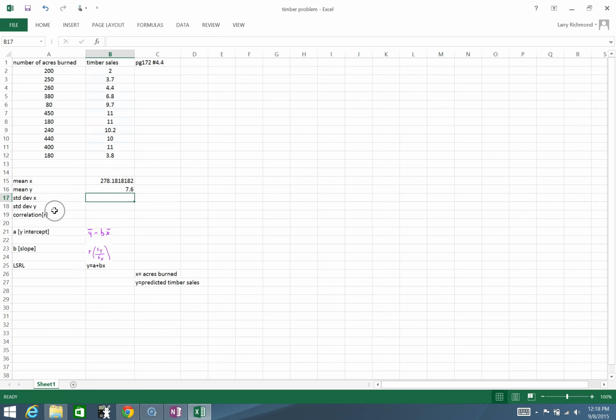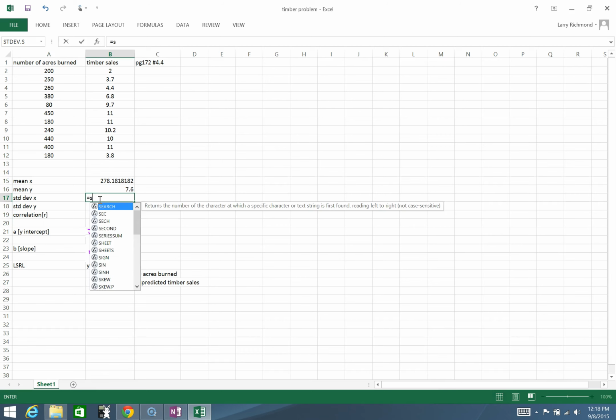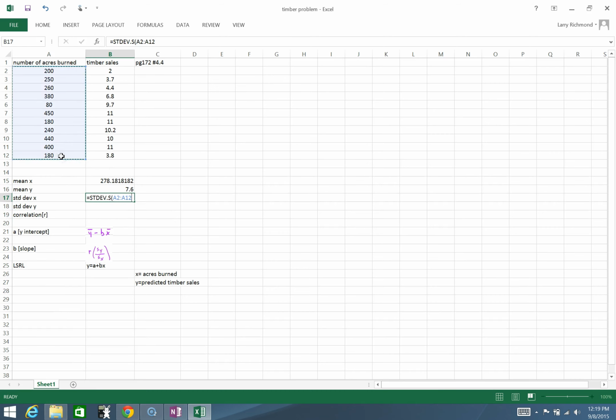Now I want the standard deviation of x and y. Well, remember, standard deviation is a measure of spread. It's a typical distance from the mean. So, again, equals. Now I type ST. And you'll see standard deviation. There's 2, P and S. P is the population. S is the sample. We want the sample standard deviation. Click on that one. Simply highlight my x values again. Hit enter. 121. That's my standard deviation of my x values.